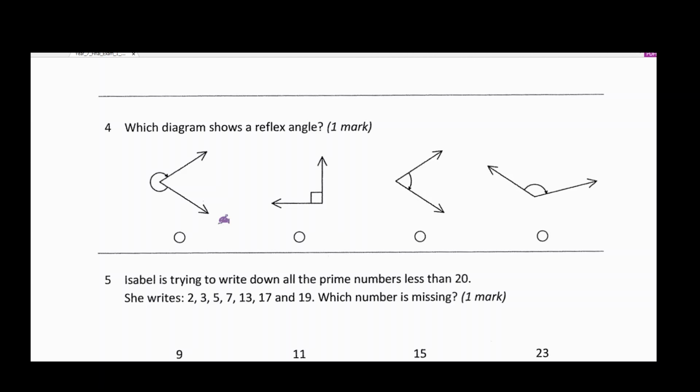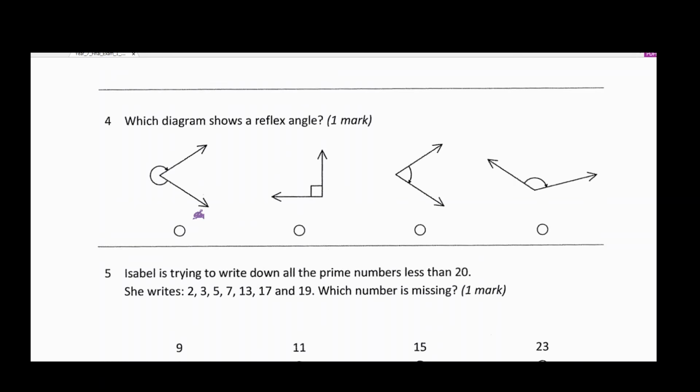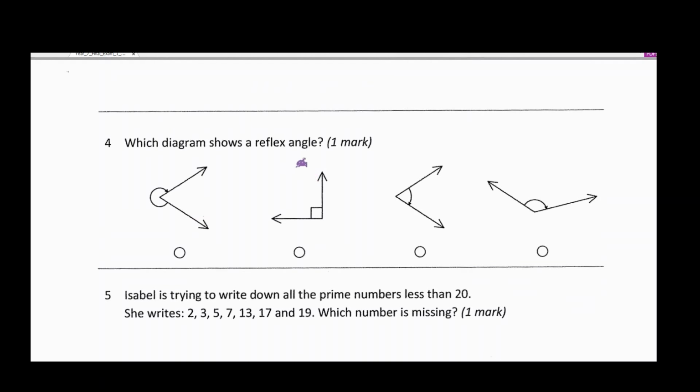Number 4. Which diagram shows a reflex angle? Okay, reflex angle. A reflex is greater than 180 degrees. So let's have a look. That's 90. This one is less than 90. So this one is acute. That's an acute angle.